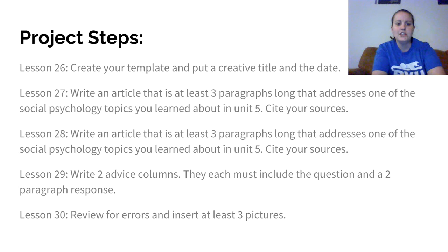Lesson 27, you will write an article that is at least 3 paragraphs long that addresses one of the social psychology topics you learned about in Unit 5. And make sure that you cite your sources. So think like a psychologist, write about something you learned in Unit 5 and make sure it's 3 paragraphs long. You're going to do the exact same thing for Lesson 28. Think of a different topic that you learned about and write at least 3 paragraphs citing your sources.